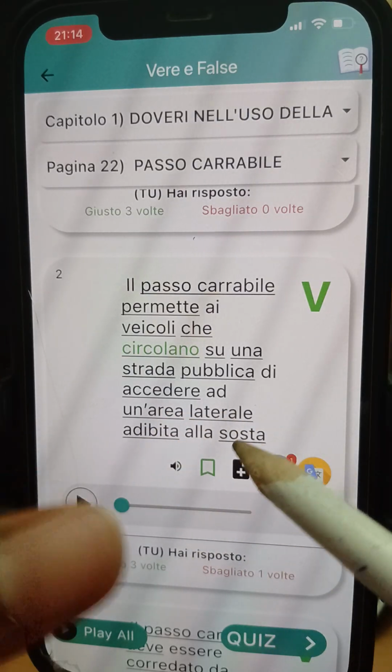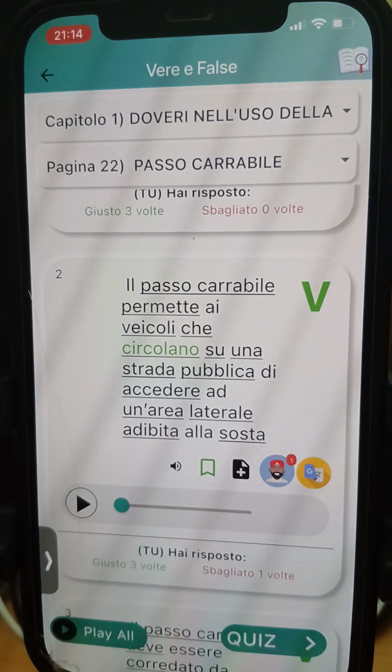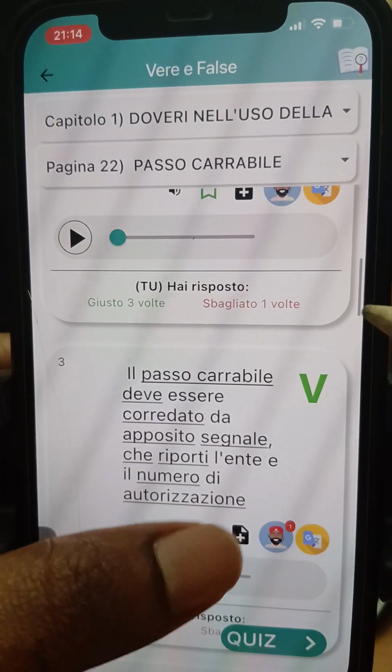The side road that is used for what? Parking, or to access the parking side areas. Okay, it allows vehicles. So let's go to number three.